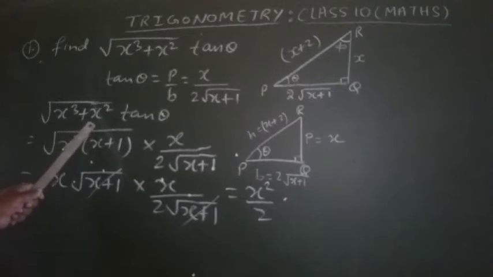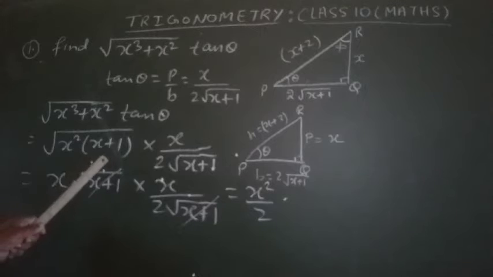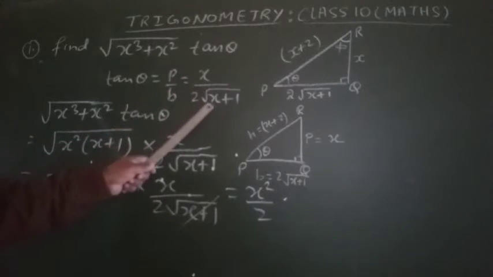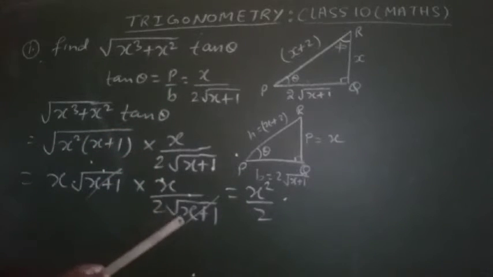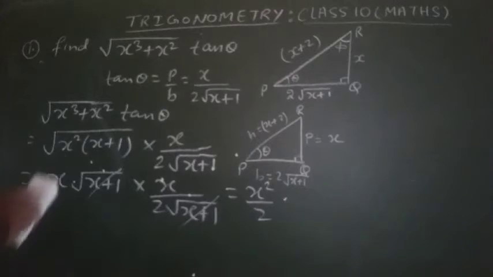So we just take common x square, x plus 1, and tan theta x by 2 into under root x plus 1. They will cancel. So x into x square by 2. This is the solution.